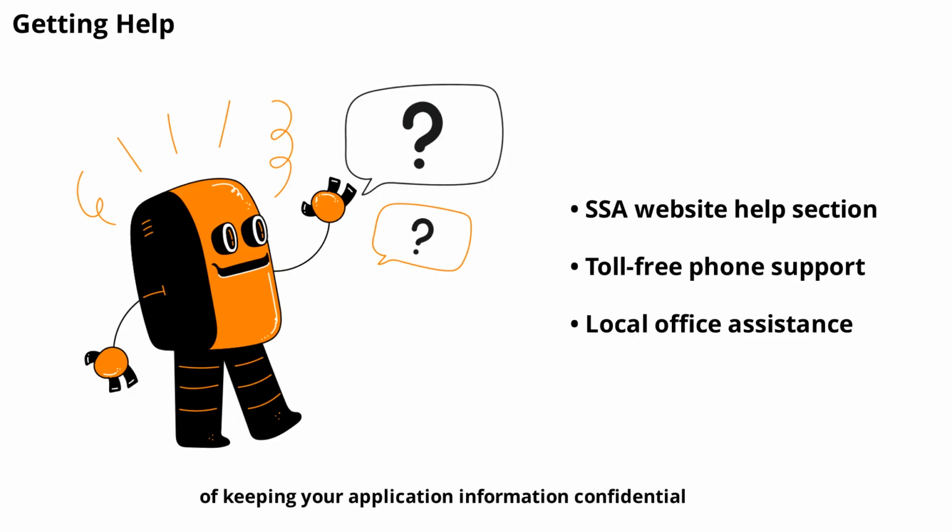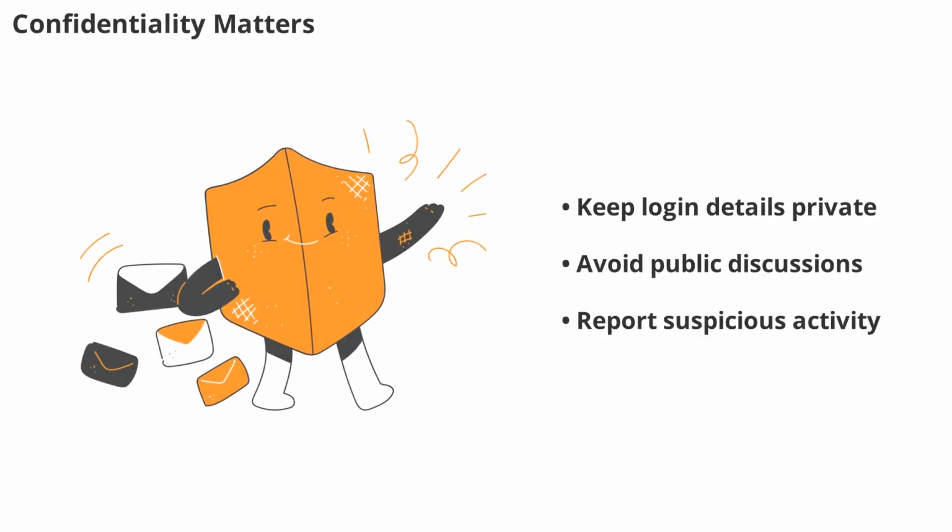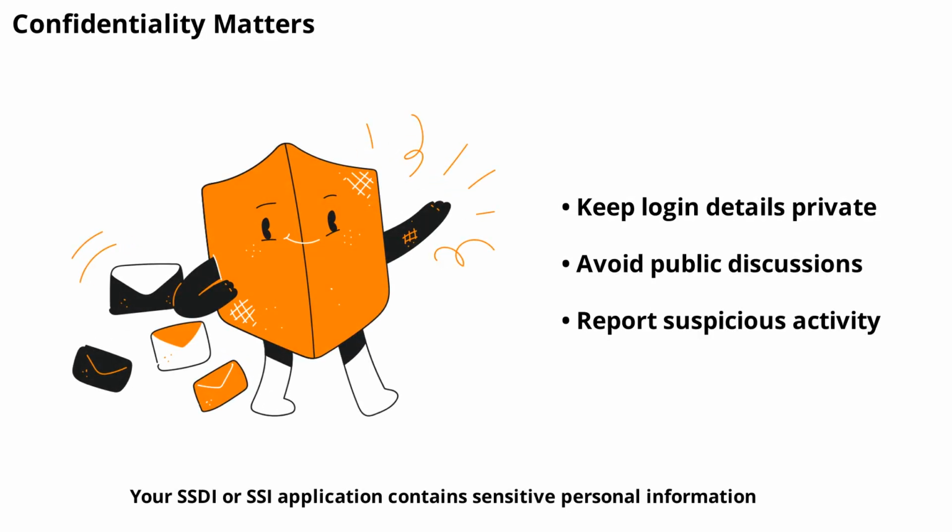Next, let's talk about the importance of keeping your application information confidential. Your SSDI or SSI application contains sensitive personal information. Always keep your login details private and avoid sharing them with anyone. Be cautious about discussing your application status in public or online forums. If you suspect your information has been compromised, contact the SSA immediately. Protecting your privacy is essential throughout the application process.